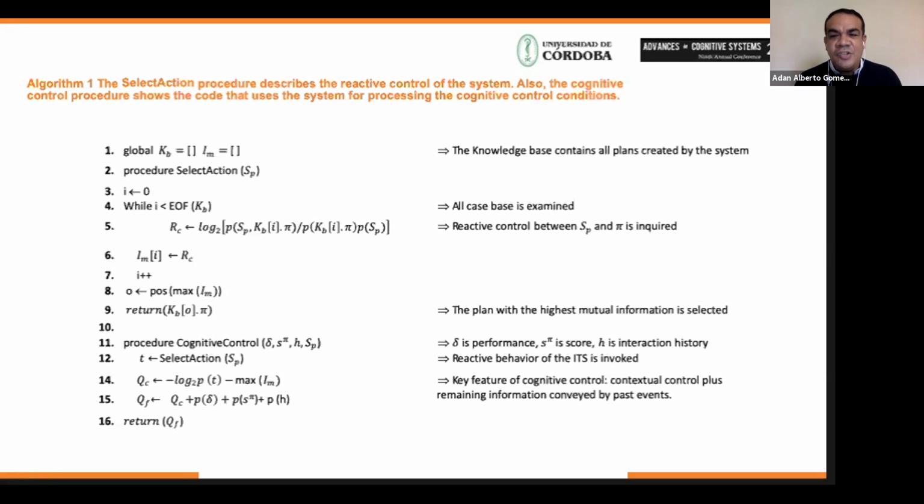From lines 11 to 16, we can observe as inputs to the procedure cognitive control the control conditions used by the system. These control conditions are the student's performance, the score given by the student to the selected plan in previous times, and the interaction history comprised by the number of times that the student has interacted with the current lesson. Thus, the system uses Quekeling's cognitive control equation to calculate the probability that the selected plan is the most suitable according to the student profile and the control conditions.